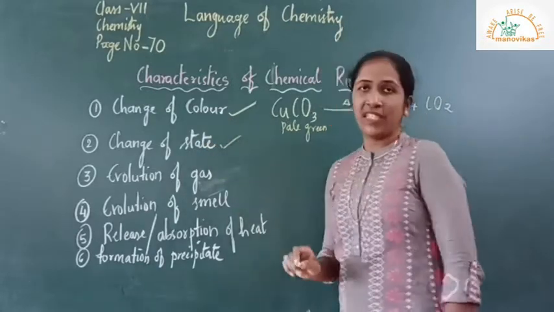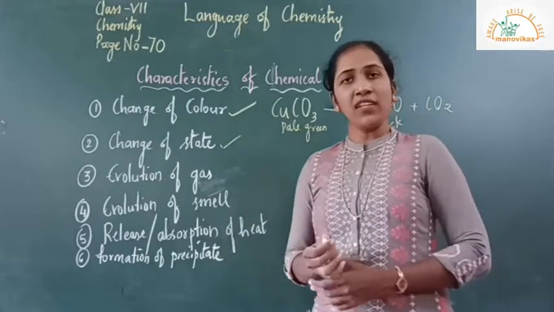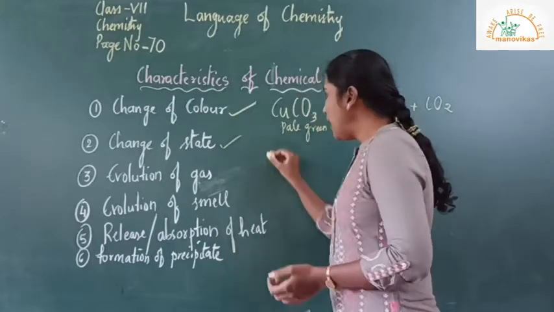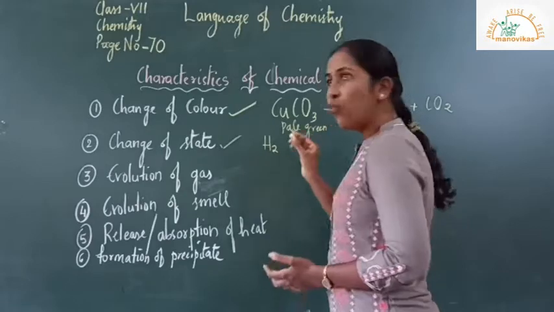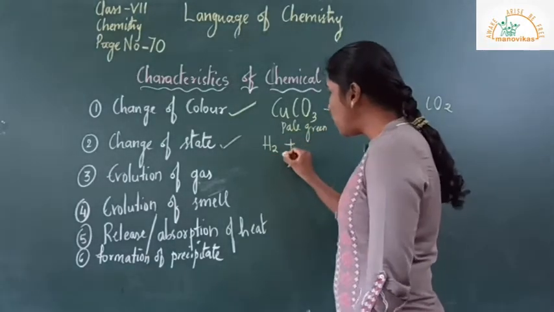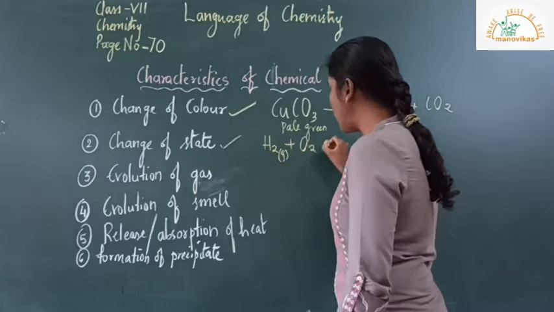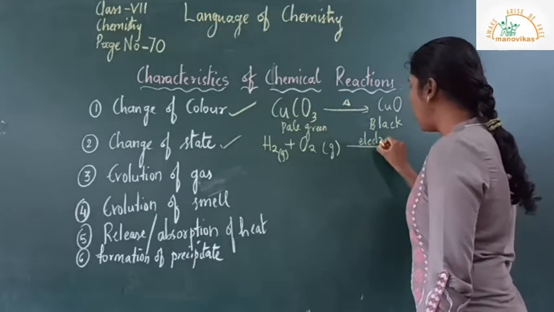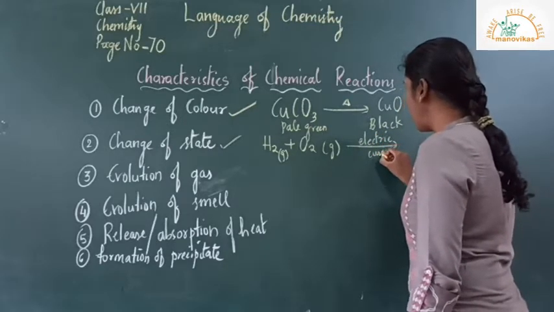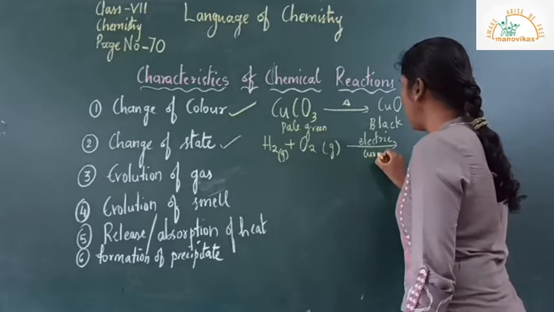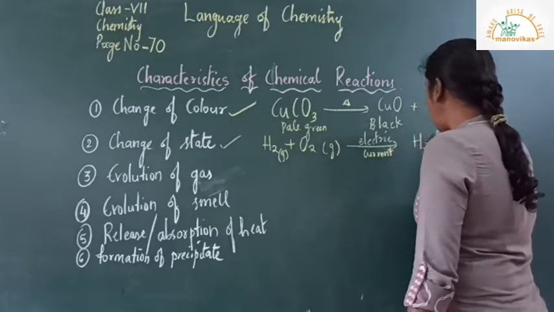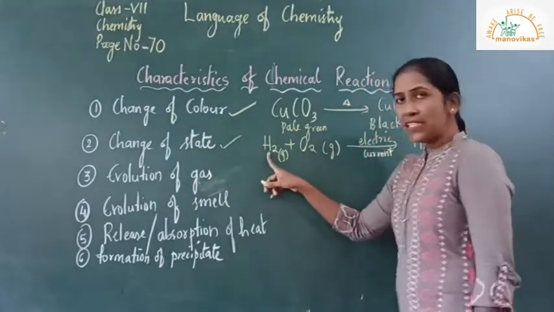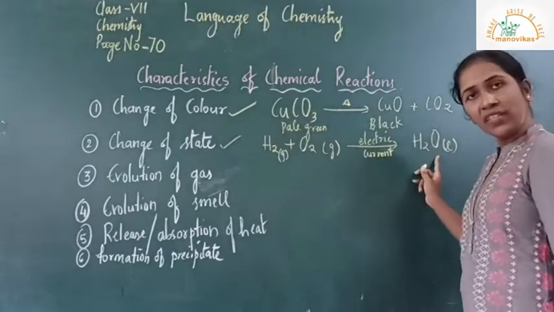Second one is change of state. Now certain chemical reactions take place with the change of state. That is, suppose if we want water, then we can take hydrogen, which is in a gaseous state, and oxygen, which is in a gaseous state. In presence of electric current, we will obtain water which is in the liquid state. So this undergoes the change of state. That is, the gaseous thing is getting converted into the liquid state.